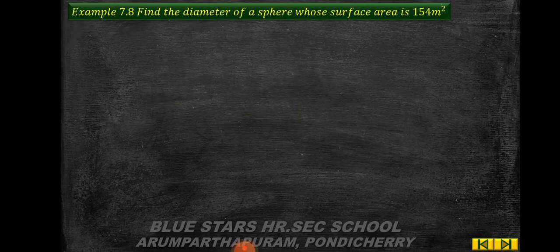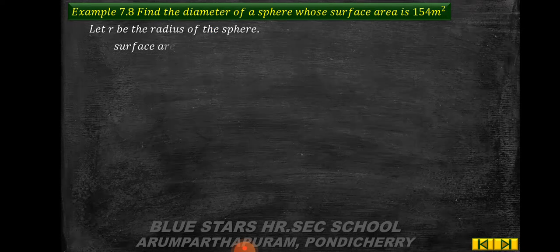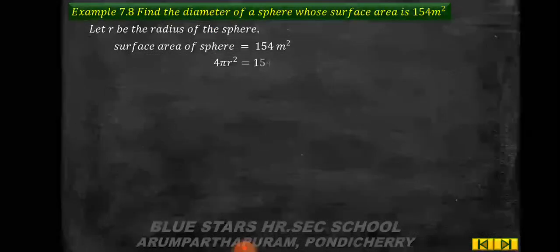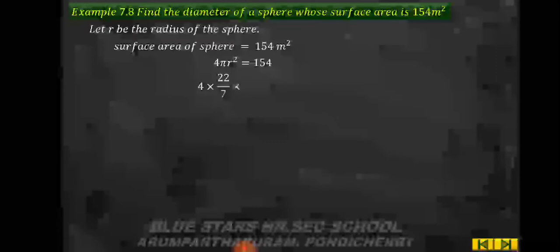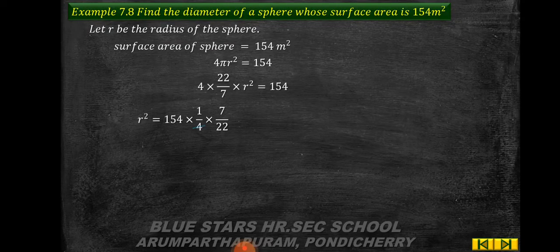Example 7.8. Find the diameter of a sphere whose surface area is 154 meters square. Let R be the radius of the sphere. Surface area of the sphere is equal to 154 meters square, as given in the question. You know surface area of the sphere is 4 pi r square is equal to 154. 4 into 22 by 7 into r square is equal to 154. R square is equal to 154 into 1 by 4 into 7 by 22.